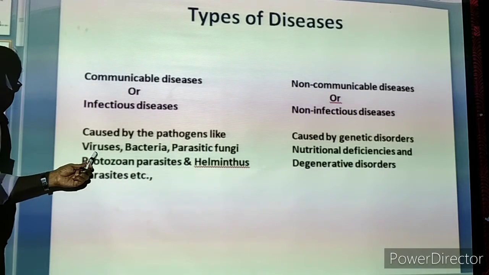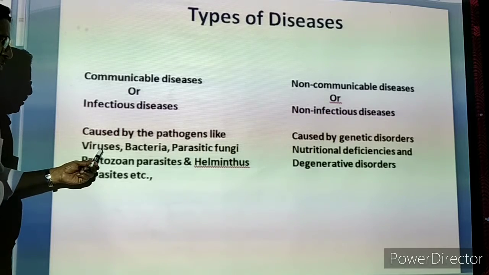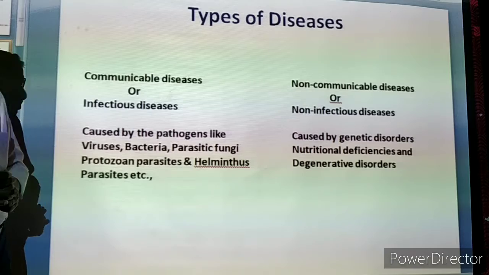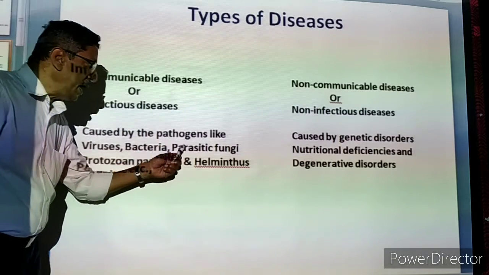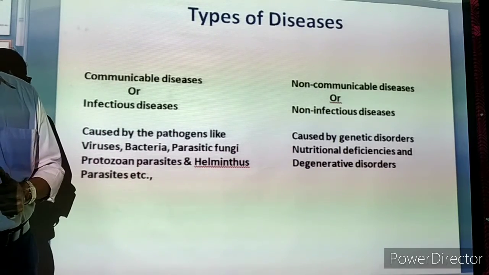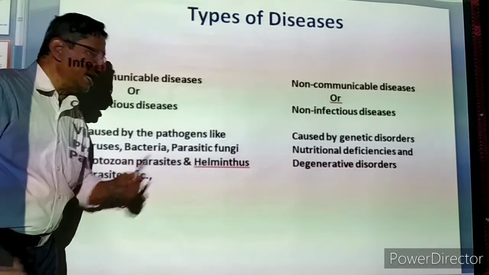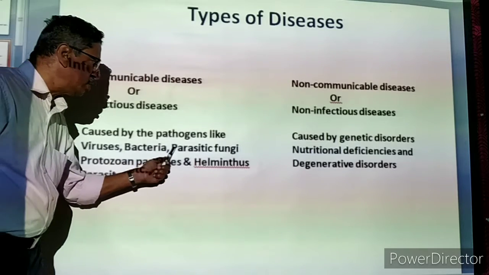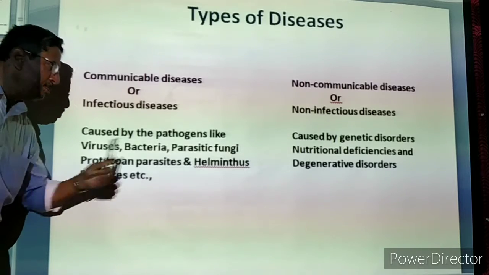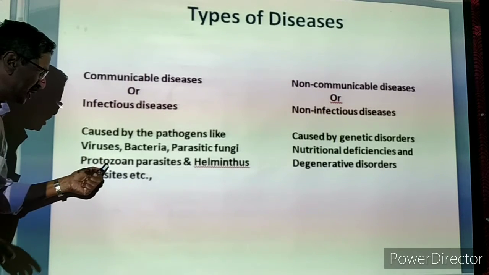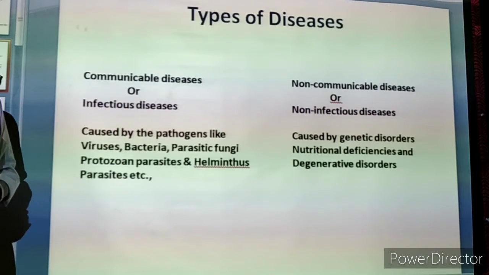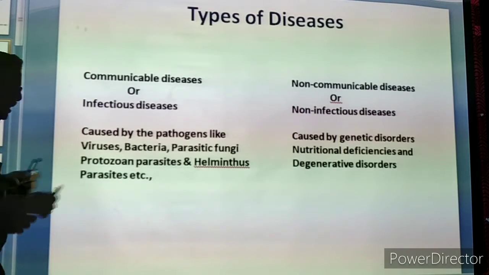We have to say viruses. They are ultra microscopic. Bacteria. There are so many unicellular organisms present called bacteria. Parasitic fungi. Already in one topic we have studied fungi. They are non-green plants. There are so many fungi which are microscopic, at the same time they are causing diseases. They are called parasitic fungi. Protozoan parasites. There are certain unicellular animals called the protozoans. Among the protozoans, some are parasites. They are entering into our body and they are causing diseases.